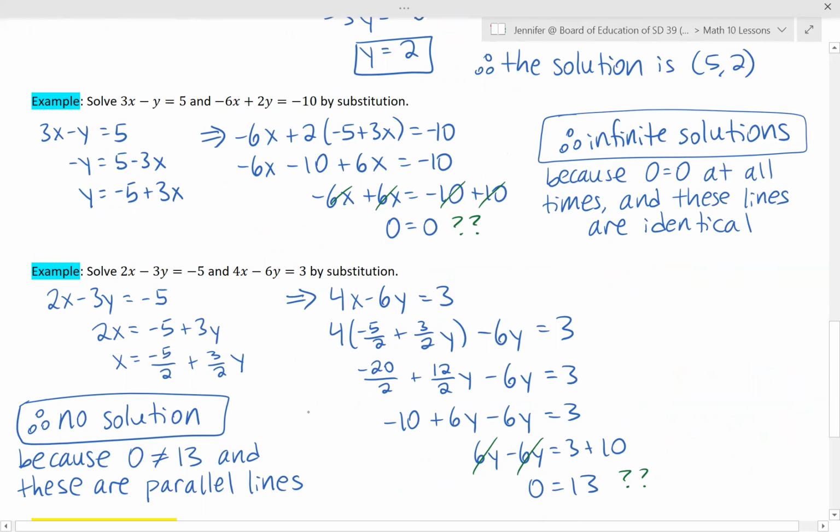There's no solution. The other way to check would be to bring both of these equations into slope-intercept form and check that they are in fact parallel lines.